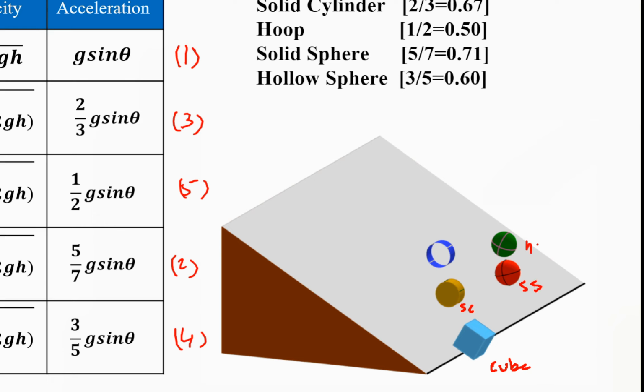This is the hollow sphere, and that would be the ring. Now that would be the cube. That would be the solid cylinder, and in the third place, we have the solid sphere. Then we have the hollow sphere. Then we have the ring, which is the hoop. So the hoop is basically the ring. So as we can see, the calculation indeed agrees with our experiment.